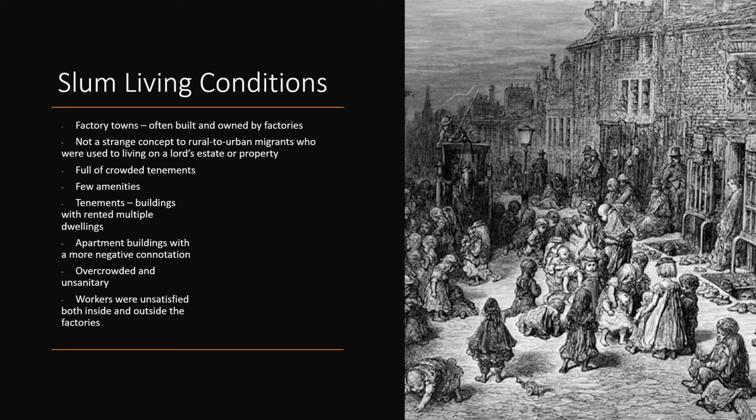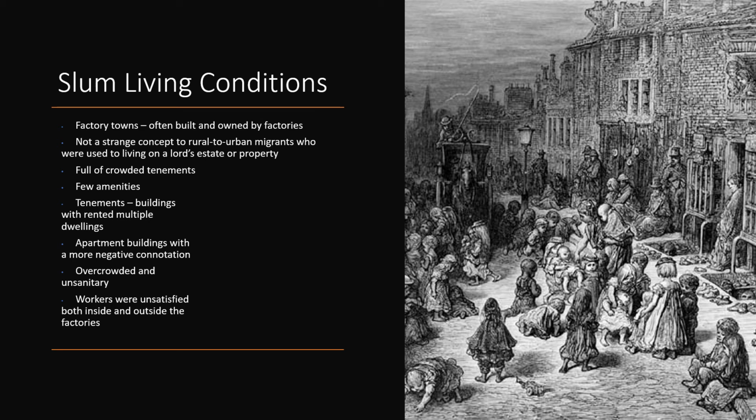There were these slum conditions, factory towns built or owned by the factories. The conditions were poor. This picture really just shows what those slum conditions were like. Slums are very poor locations. And slums were not a strange concept to the rural-urban migrants, who were used to living on the lord's estate or property. But slum conditions were full of crowded tenants. There were few amenities. Tenants who lived there shared the space with multiple people.